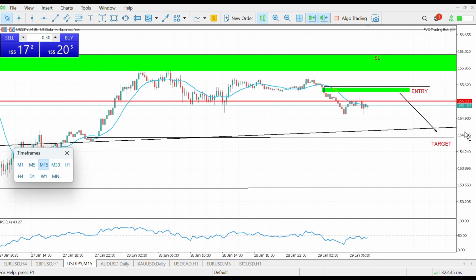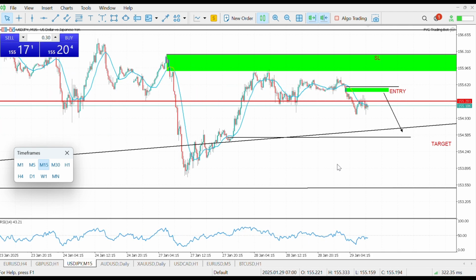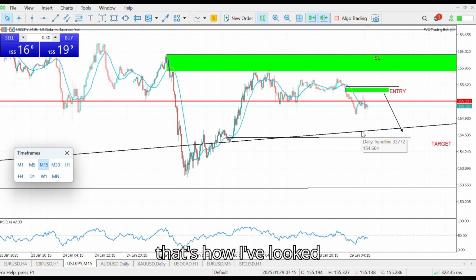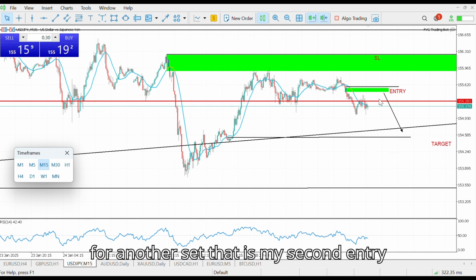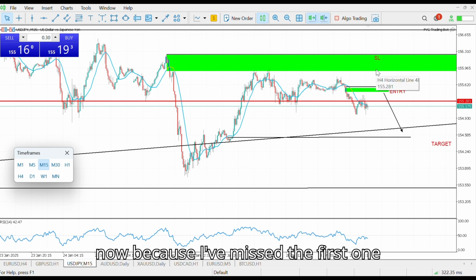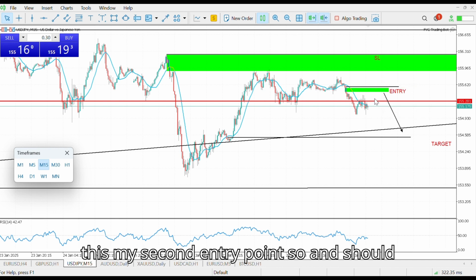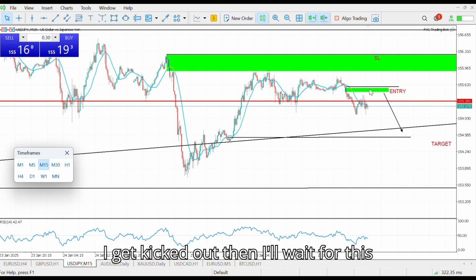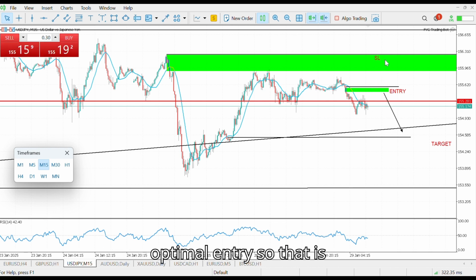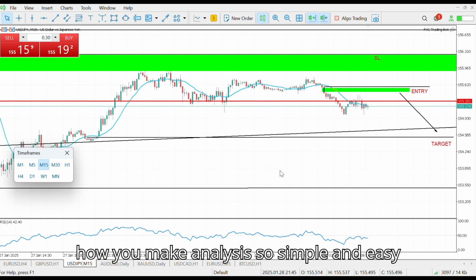So you can see that's how I've looked for another entry. This is my second entry now because I've missed the first one. This is my second entry point. Should I get kicked out, then I'll wait for this optimal entry. So that is how you make analysis so simple and easy.